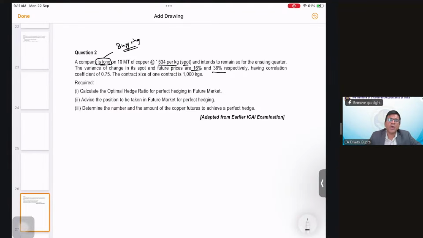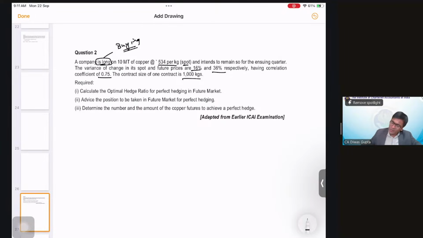So the change in spot price is 16, the change in the future price is 36, having a correlation coefficient of 0.75. The contract size of one contract is 1000 kg. Don't get confused. These are just some of the elements which we have not discussed yet. So through this question, I will be discussing one more part.